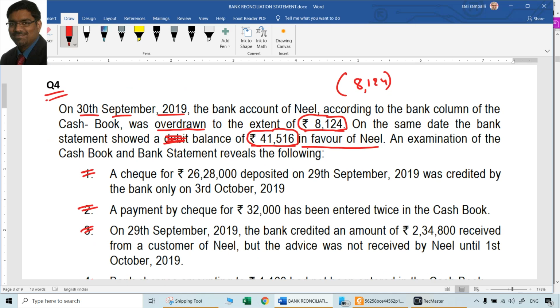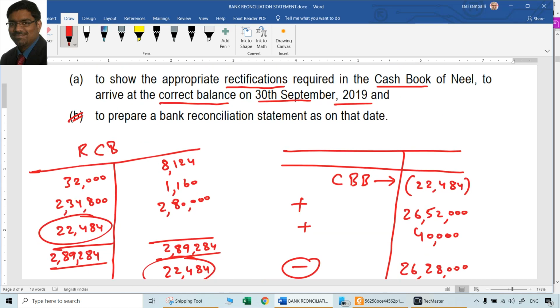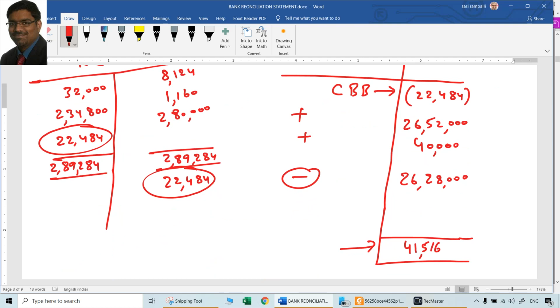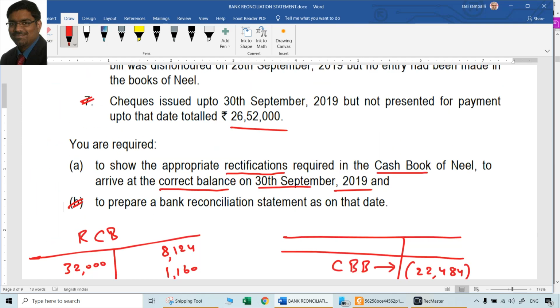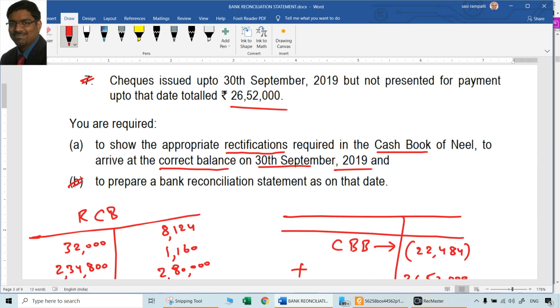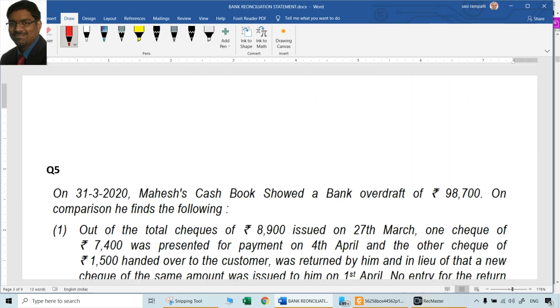So we don't have to worry about this because it has already matched. Whatever the amount given in the question has already matched. That means the purpose of the bank reconciliation statement is fulfilled. We already created a revised cash book and we prepared a bank reconciliation statement. Balance as per bank statement in favor of Nil is important. In favor of Nil is 41,516 as given originally. So that is done. This is how questions have to be approached.